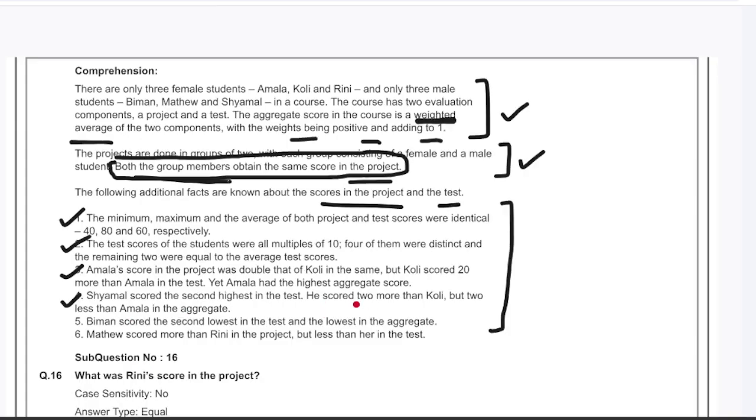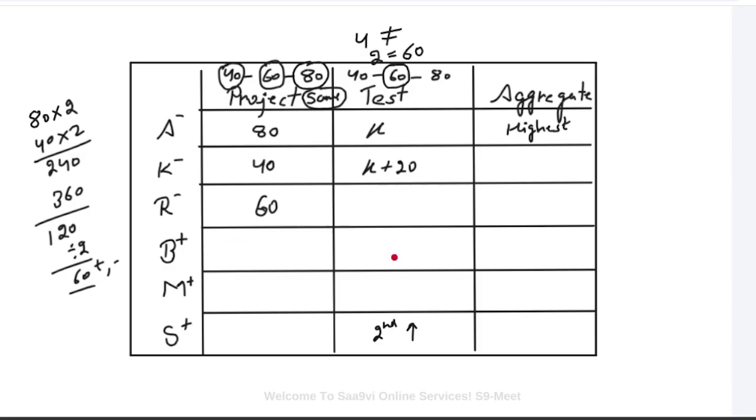Shyamal scored two more than Koli, but two less than Amla in the aggregate. So Shyamal scored two more than Koli. So in aggregate, it is more than two, and Amla got Shyamal plus two, because Shyamal got two less, so Amla got two more than Shyamal.